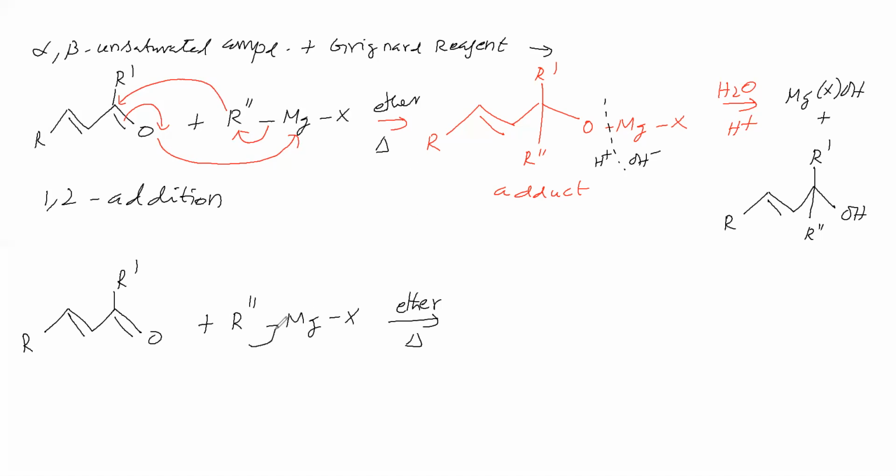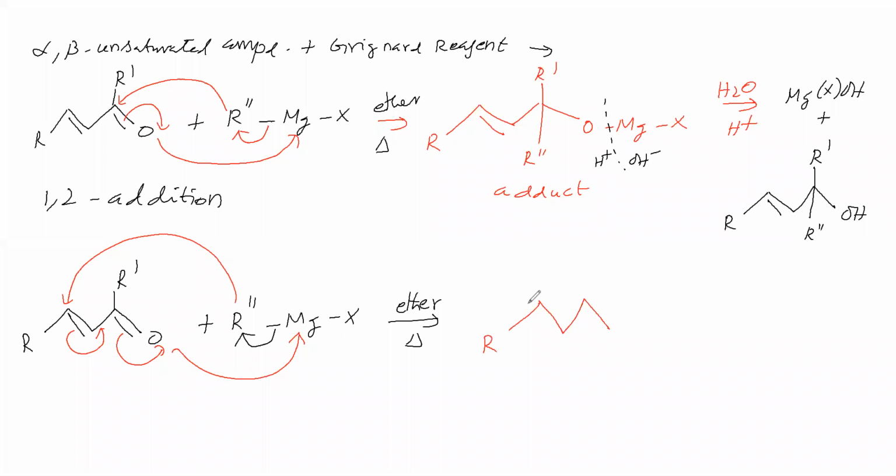Now this bond is shifting like this. This R2 dash is attacking here. This bond is shifting here. This O is attacking this Mg. So this bond is shifting to R2 dash. R2 dash is attacking this carbon. This pi bond is shifting to this place. This pi bond is shifting to O. This O is attacking this Mg. So what we will get now, that we will see.